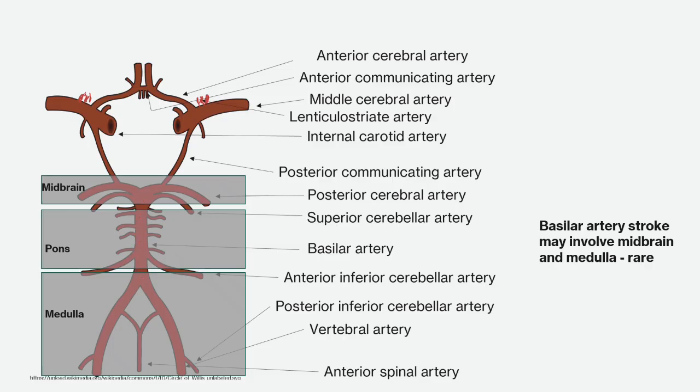So what I was talking about is that the basilar artery runs from the upper medulla till the lower midbrain. So involvement of the basilar artery can lead to ischemia of either the upper medulla, pons or the midbrain. This is a very large artery.